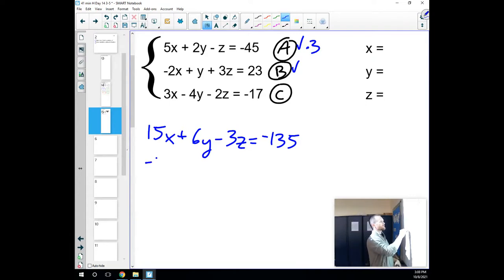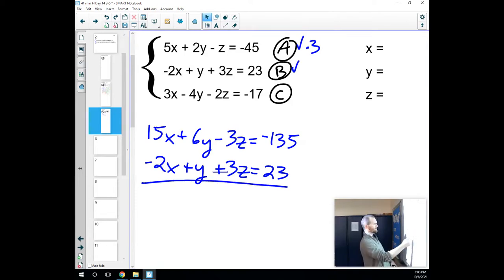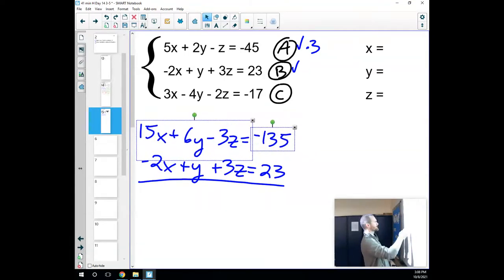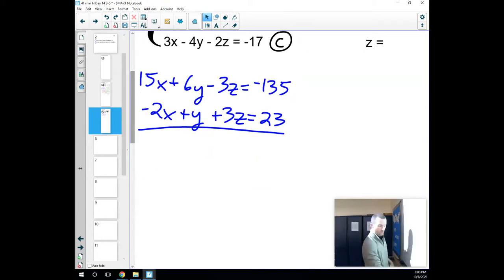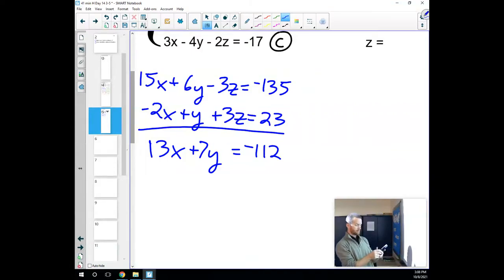Now we copy B because we don't need to manipulate that at all. That will already have our positive 3z that we're looking for to cancel out, equals 23. Now it's time to combine and eliminate. I'm going to keep this somewhat organized. All right, now let's see, what do we get there? It comes out to 13x plus 7y. The z's cancel out, which is what we wanted to happen. And this is a -112. Again, I'm going to double check myself, but -135 plus 23, -112. Okay, so far so good.